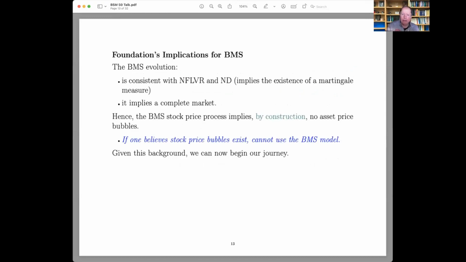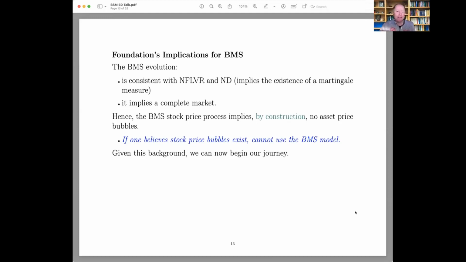Now, going back to Black-Merton-Scholes, I just want to point out that the Black-Merton-Scholes evolution is consistent with NFLVR and ND. It does imply the existence of a martingale measure. It also implies the market's complete because you can do synthetic replication under geometric Brownian motion. Hence, by construction, the BMS option pricing model excludes asset price bubbles. So if you believe stock price bubbles exist, you can't use this model. Okay, that's a lot.